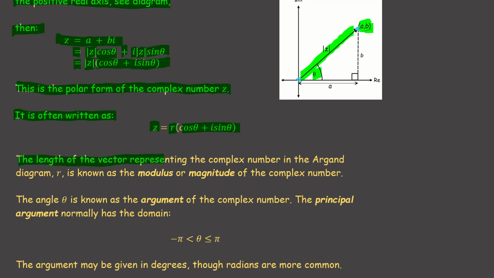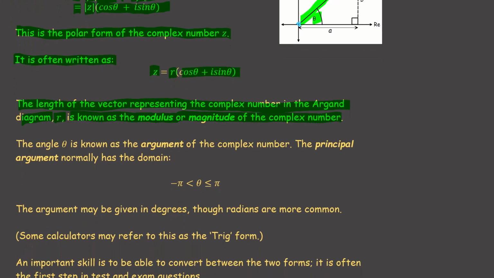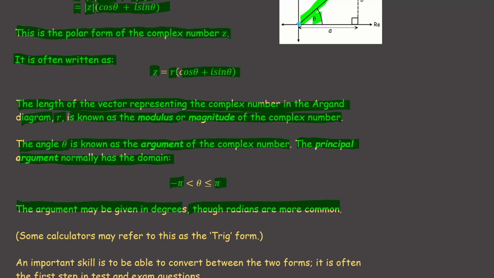The length of the vector representing the complex number in the Argand diagram, r, is known as the modulus or magnitude of the complex number. The angle theta is known as the argument of the complex number. The principal argument normally has the domain negative pi to pi, with the pi included and the negative pi not included. The argument may be given in degrees, though radians are more common.